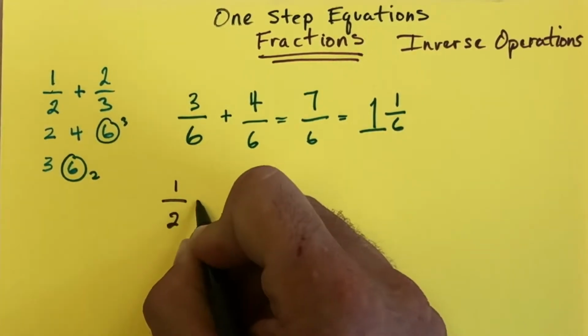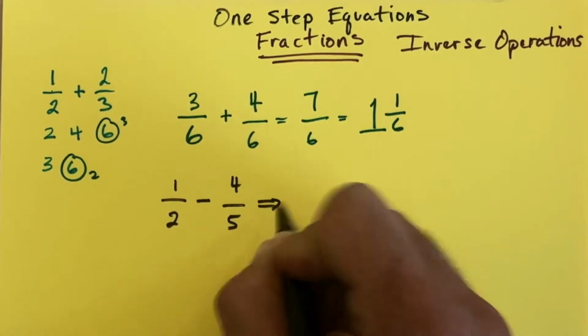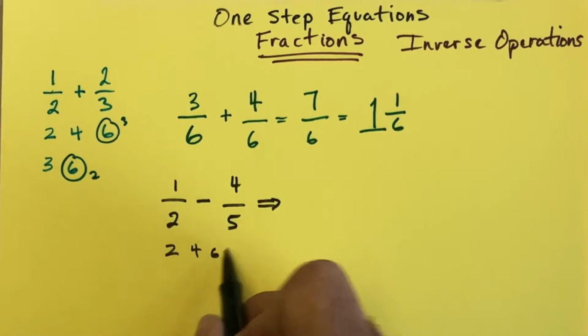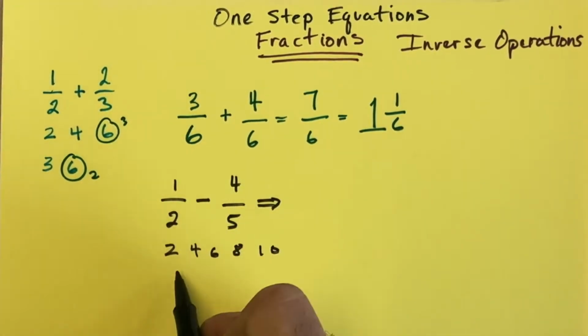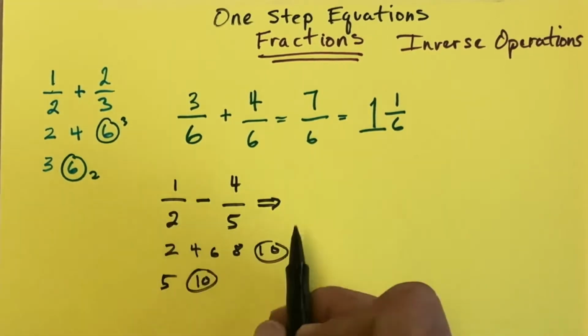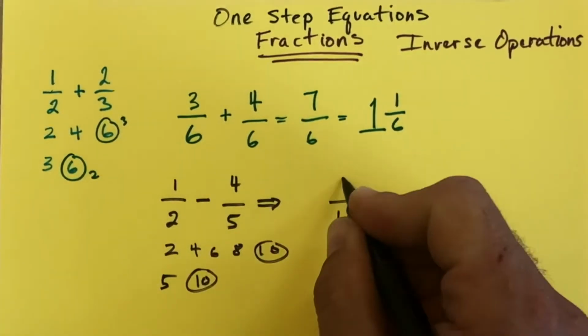Let's say you get 1/2 minus... I definitely wanted to introduce this. We're going to change, obviously, the denominator to 4, 6, 8, 10. And you have your 5 and 10, here's a match with the 10. 2 goes into 10 5 times. So 5 times 1, 5.